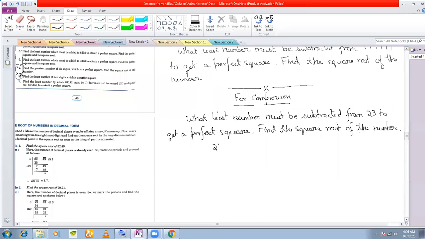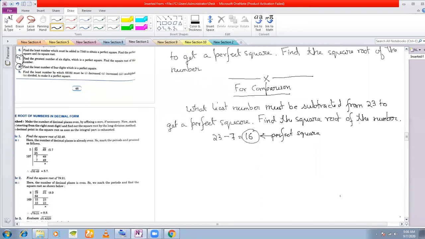23, what number should be subtracted? Guesswork first. 7 must be subtracted from 23 to get 16, which is a perfect square. Right or wrong? Yes, sir. But how are we getting this 7?